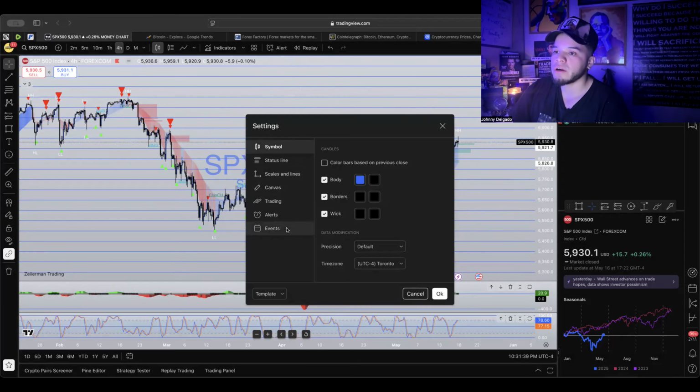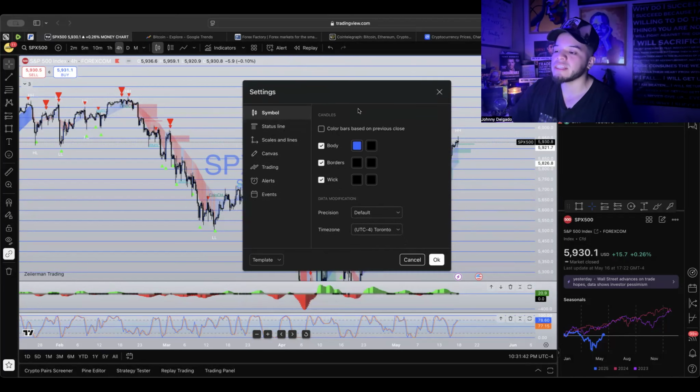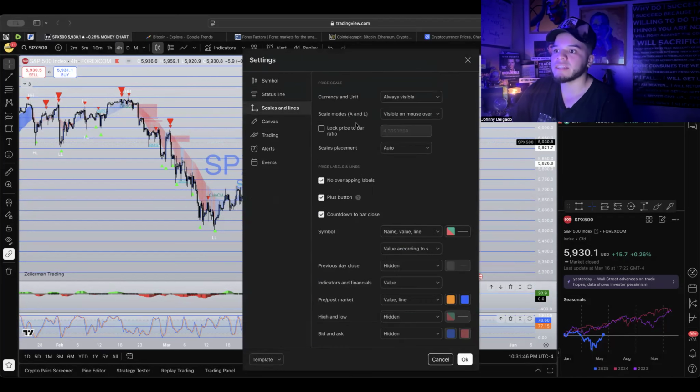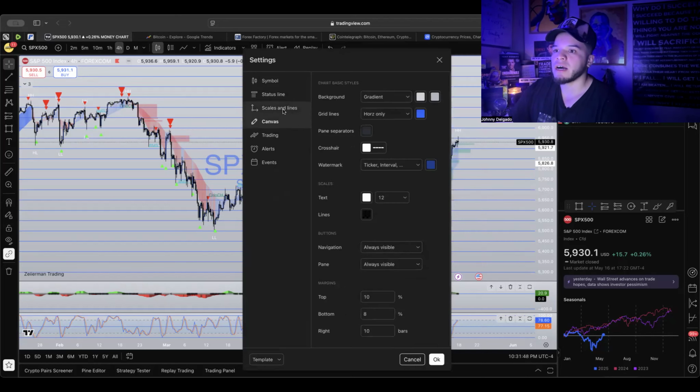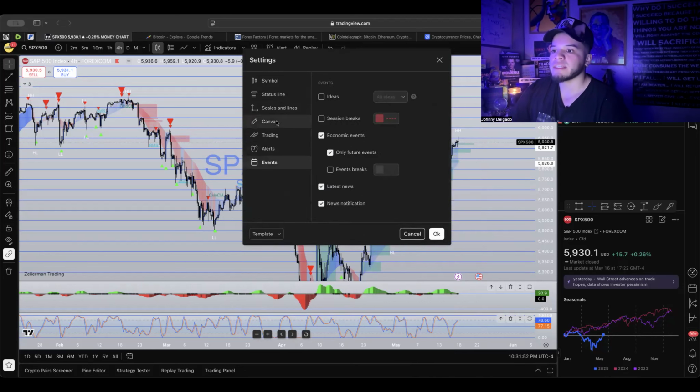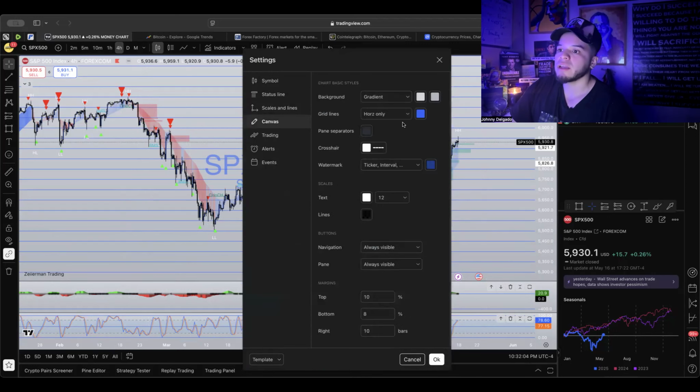Now on your settings tab, you're going to see a bunch of different things. You're going to see symbol, status line, canvas, scales and lines, trading, alerts, events, etc. Right now, if you want economic red folder days on your TradingView, make sure you check this off so that they pop up here at the bottom of your screen. But we're not looking at that. We're looking at how to make horizontal lines.